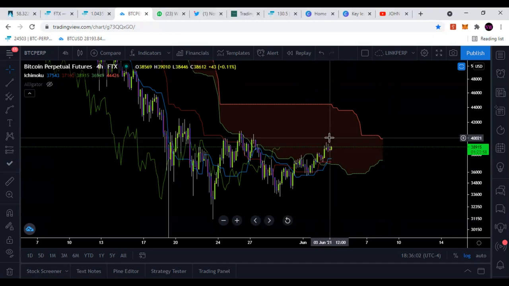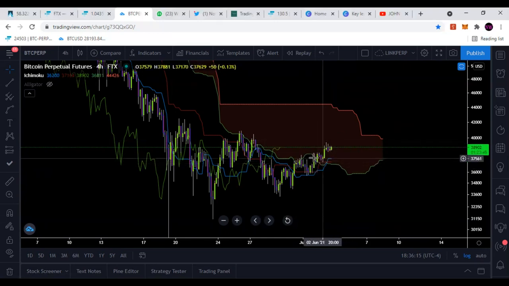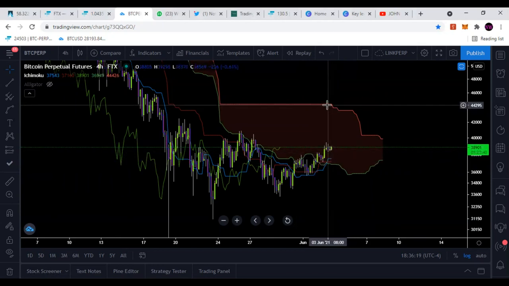Now, there are two ways you can trade this. First thing first, you're going to trade the edge to edge. Now it has broken the cloud resistance from the bottom, and it is inside. There's high probability we're going to get to this level here.